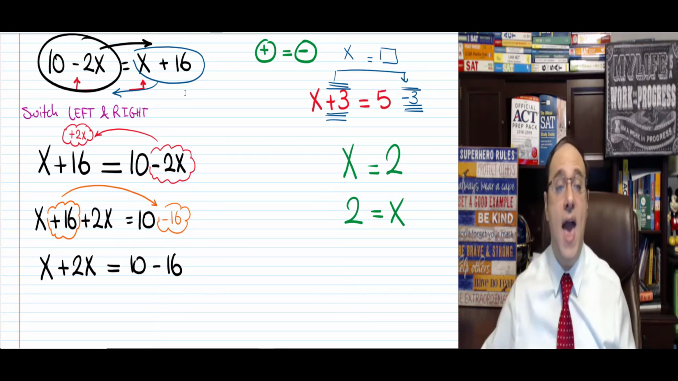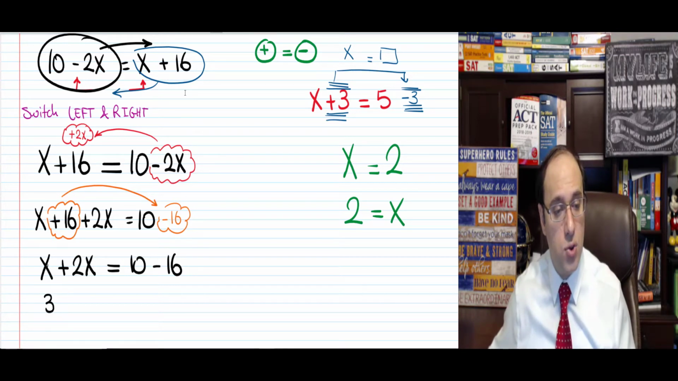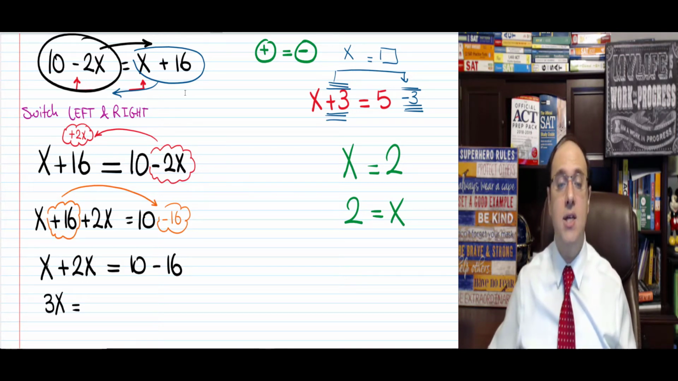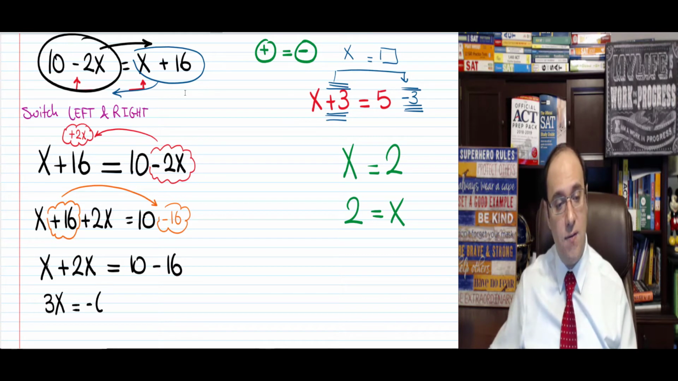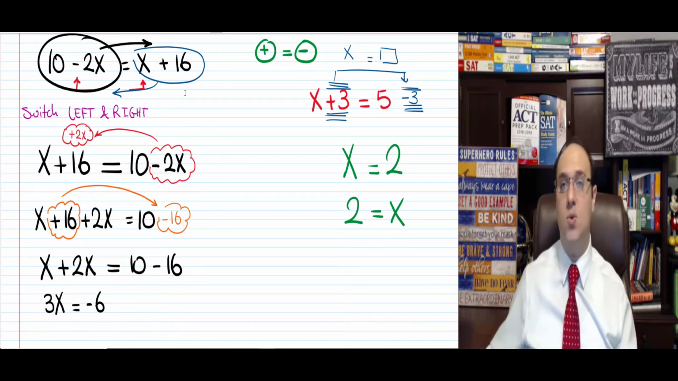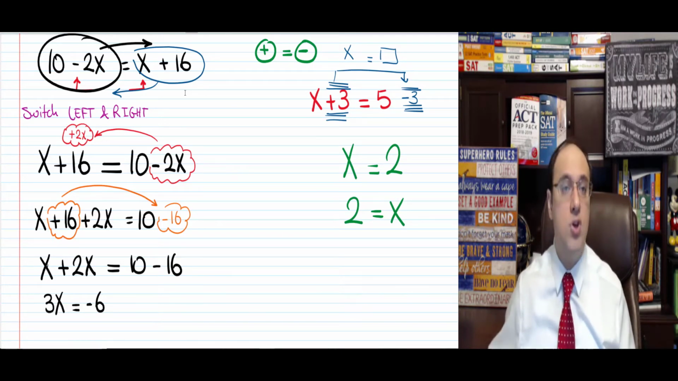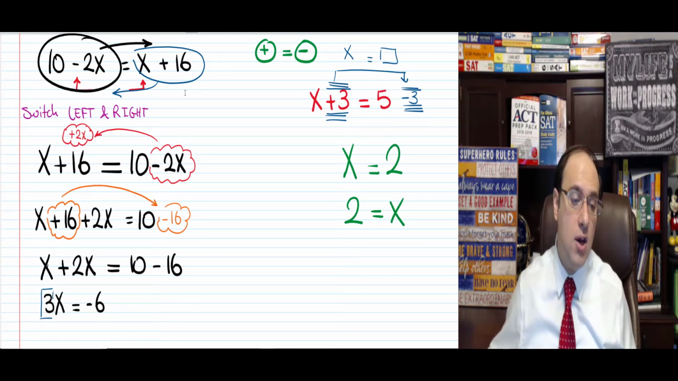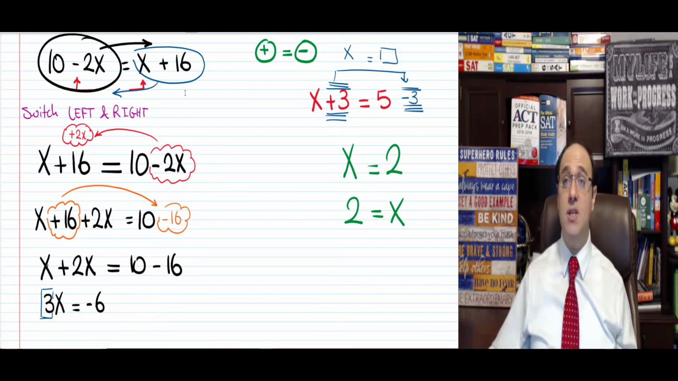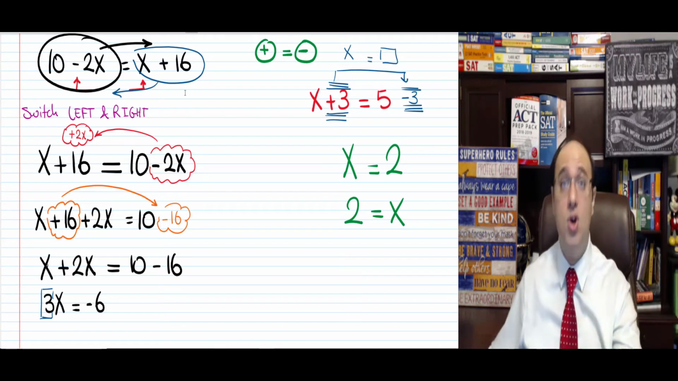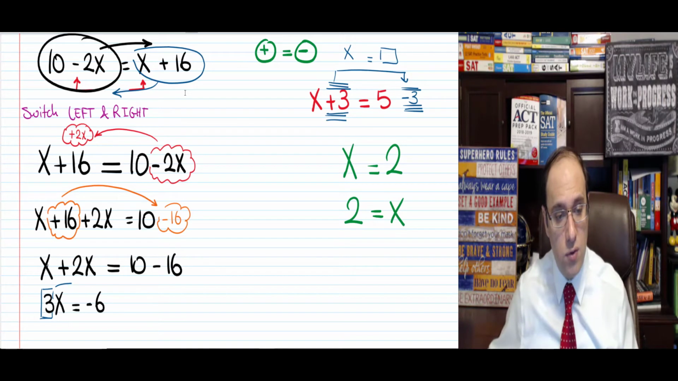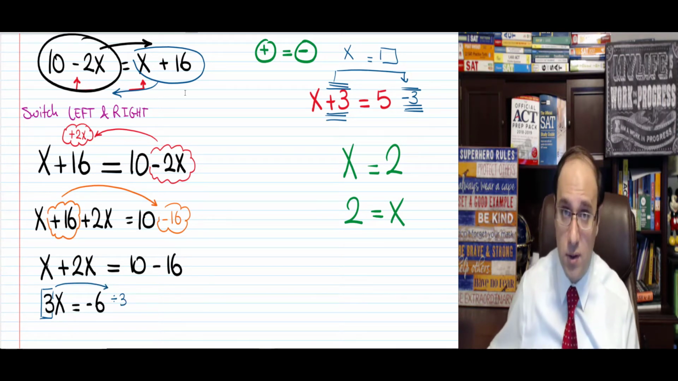Now what? Let's combine. X plus 2x is 3x equals 10 minus 16 is negative 6. So I have 3x equals negative 6. Okay, I just want x by itself. So what do I need to do? I need to get rid of the 3. What is the meaning of 3x? 3x means 3 times x, which means x times 3. So it moves to the other side as divided by 3.